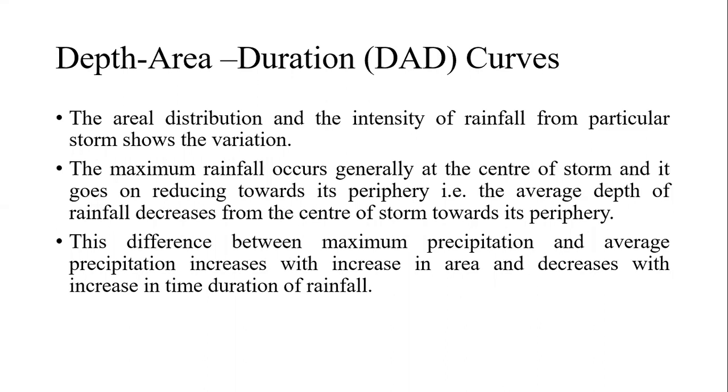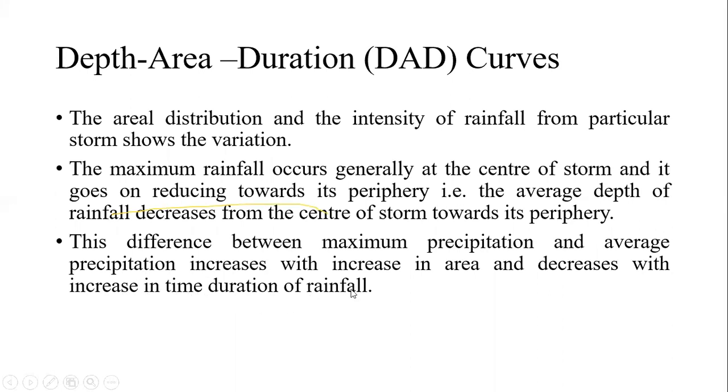It means that with an increase in the area of the precipitation or the storm, we can say that the difference between average precipitation at the center and at the periphery goes on increasing, whereas it decreases. Who decreases? That difference, that is the maximum rainfall and the minimum rainfall, ह्या दोघांमधला जो डिफरन्स आहे, it decreases with the increase in time duration of a rainfall.